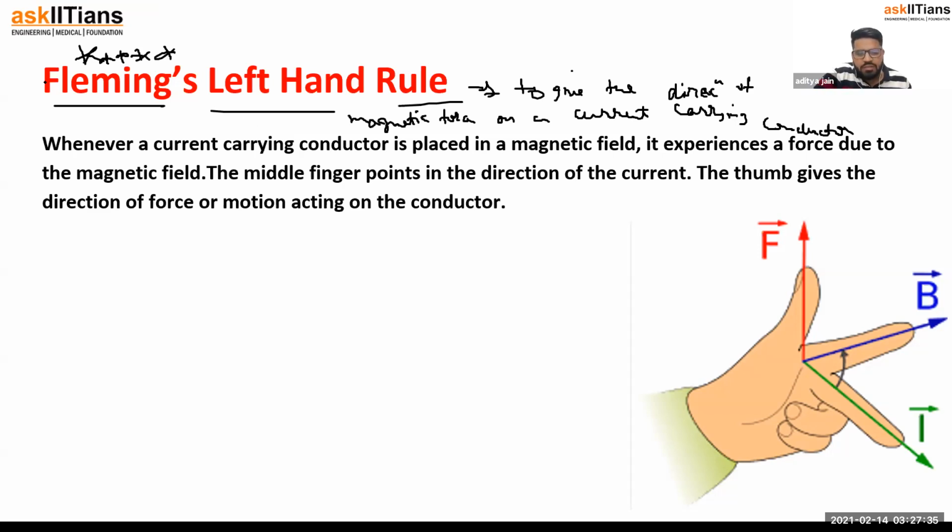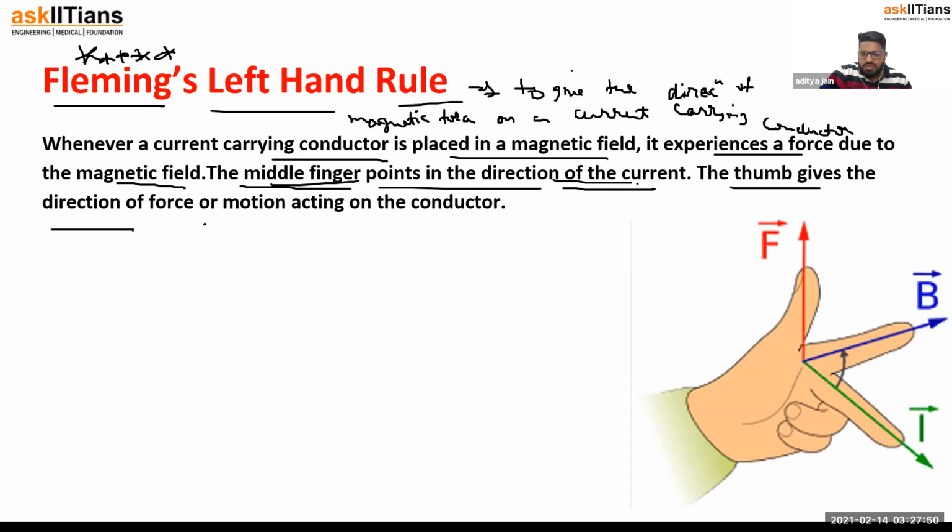Yes, so now see the statement. Whenever a current carrying conductor is placed in a magnetic field, it experiences a force due to the magnetic field, which we have learned. So the middle finger is pointing in the direction of current. The thumb will give the direction of force, that we have seen already. So what is the thumb giving? The thumb is giving the direction of magnetic force.